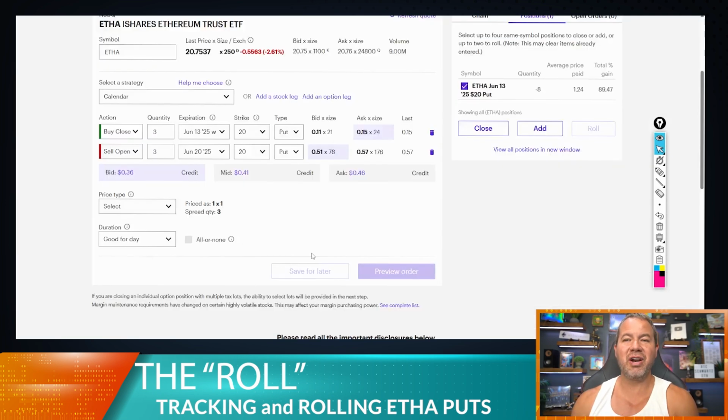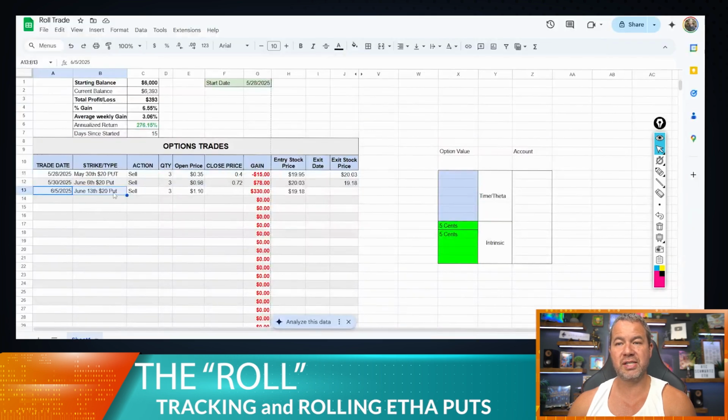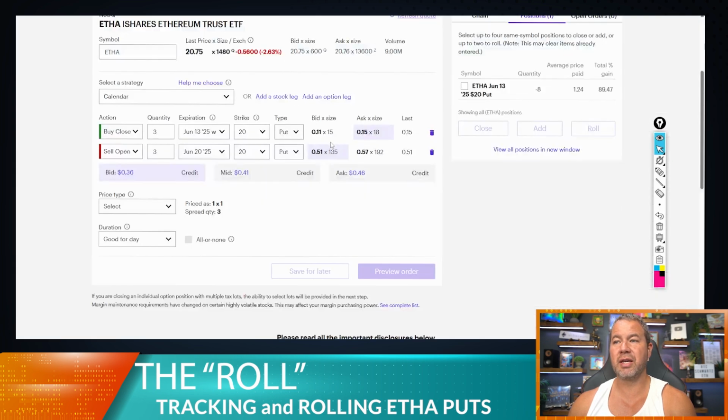Okay, so if I come over here to E-Trade, I have this trade set up. Now, as you can see, ETH, actually, I'm going to refresh the quote because I'm not quite sure that's right. Yeah, ETH is trading, just like I said, $20.75, which is perfect for me right now. I can see this is the June 13th $20 put that I had sold last week on the 5th. So that was about 7 days ago. I sold it for $1.10. And right now, if I go over to that trade, it's trading between 11 and 15 cents.